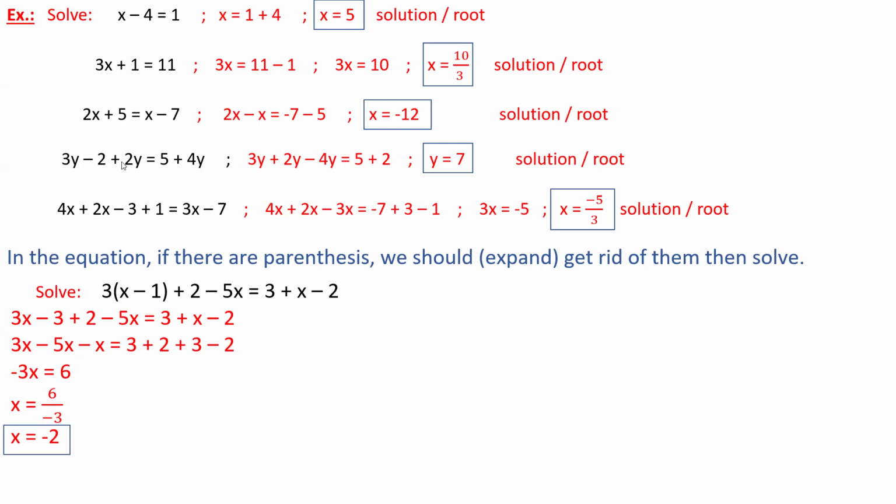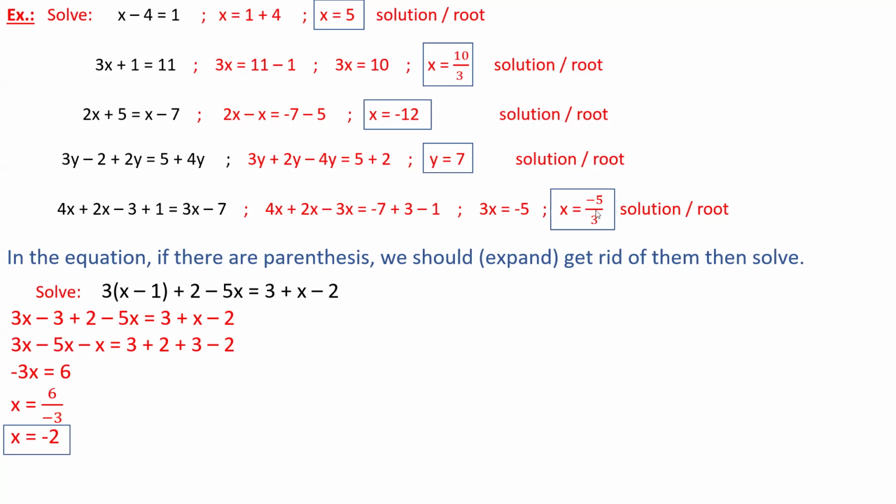Also, 3y minus 2 plus 2y equal 5 plus 4y. I keep 3y on side 1. I keep plus 2y on side 1. I bring 4y to side 1. It becomes minus 4y. Equal, I keep 5 on side 2. I bring minus 2 to side 2. It becomes plus 2. Now I calculate side 1. 3y plus 2y is 5y. 5y minus 4y is y. 5 plus 2 is 7, so y equals 7 is the solution or root.